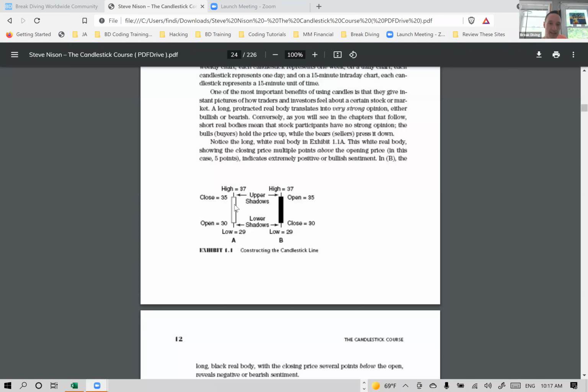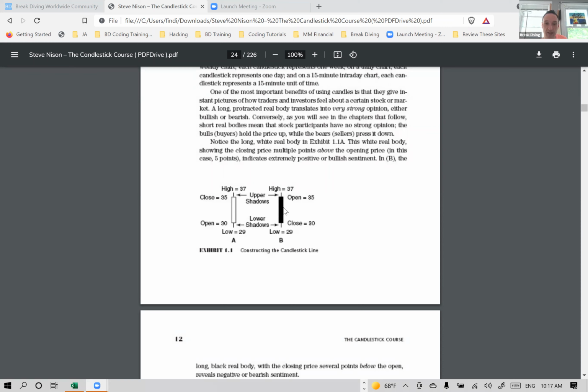And so you got the candlestick, you have the body, which is the fat part, and then you have the shadows, an upper shadow and a lower shadow. The body is what it opened and closed at. You can see here it opened at 30 and closed at 35. Here, this one opened at 35, closed at 30. Why are they reversed? Because in this case, the stock went higher and closed higher, and that's why it's white. And in this case, the stock opened higher and then closed lower.